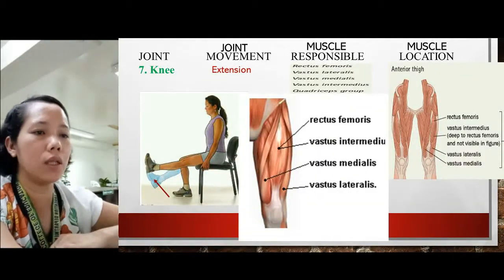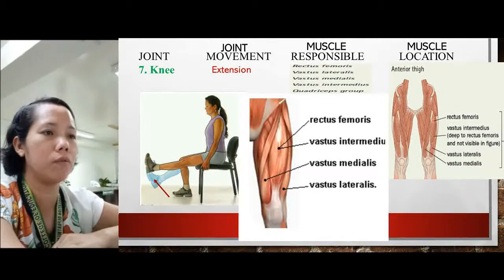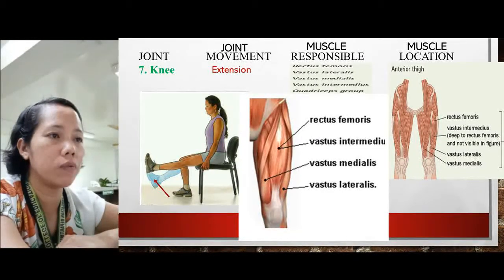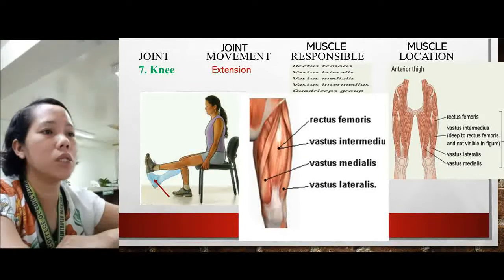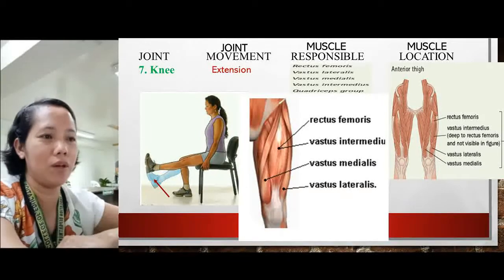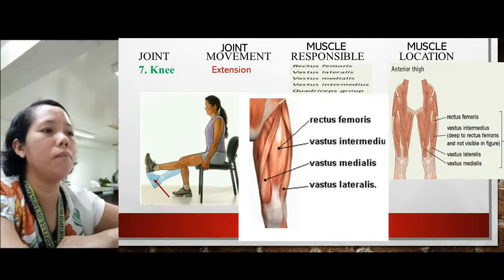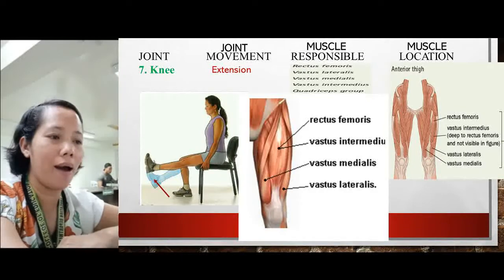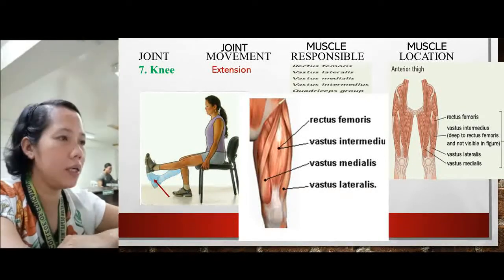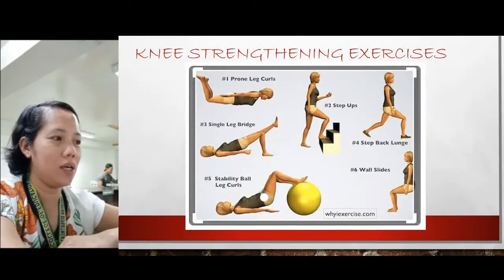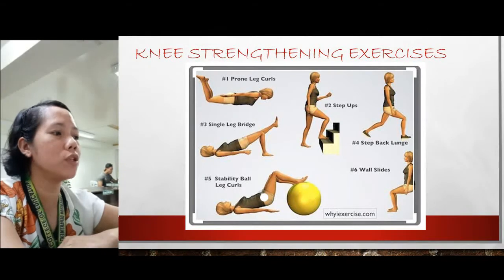And when we do that extension, for example the knee extension in the picture, the muscles responsible are the rectus femoris, vastus lateralis, vastus medialis, and vastus intermedius, or in short, the quadriceps group. And the muscle location is the anterior thigh, the front of the leg. And here's an example of knee strengthening exercises. If you want to explore more, just visit the website.